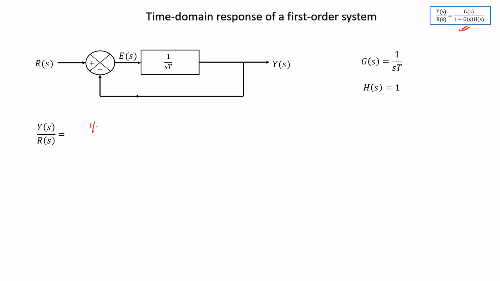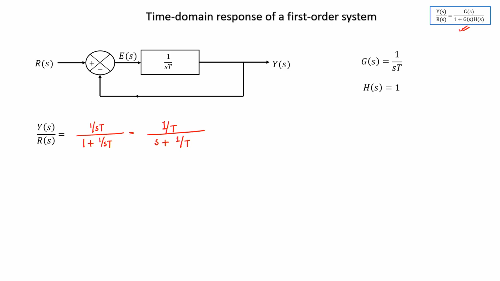So, which will come out to be 1 by ST, G is 1 by ST plus 1 by ST multiplied by 1, and we do not need that one. So, finally, the expression will be (1/T) by (S plus 1/T). So, this is the overall transfer function of the system.